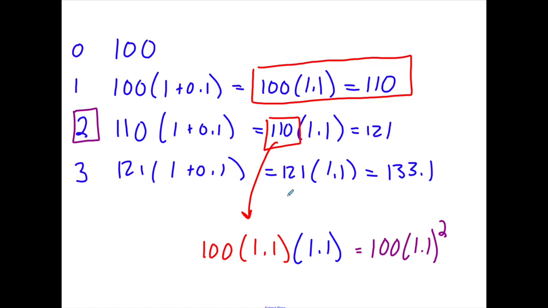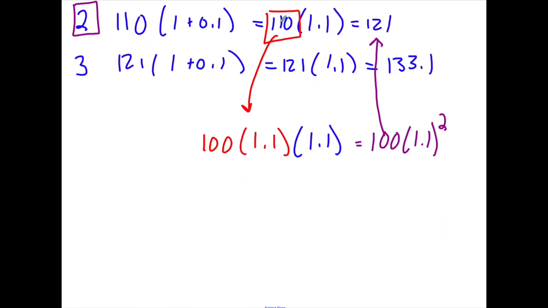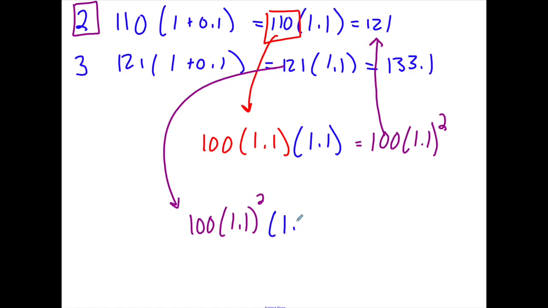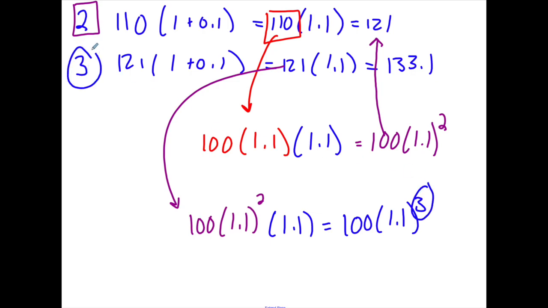Let's look at month 3. Now, 121, wait a minute, 121, well, we just figured out what that was, right? Because 121 is the same thing as 100 times 1.1 squared, right? The whole point is we just rewrote this. So when I'm trying to find step 3, instead of writing 121, I'll write 100 times 1.1 squared, right? Because we know that's the same thing as 121. And I bring my 1.1 in again. And now what do I get? 100 times 1.1 cubed. And notice it's the third month.